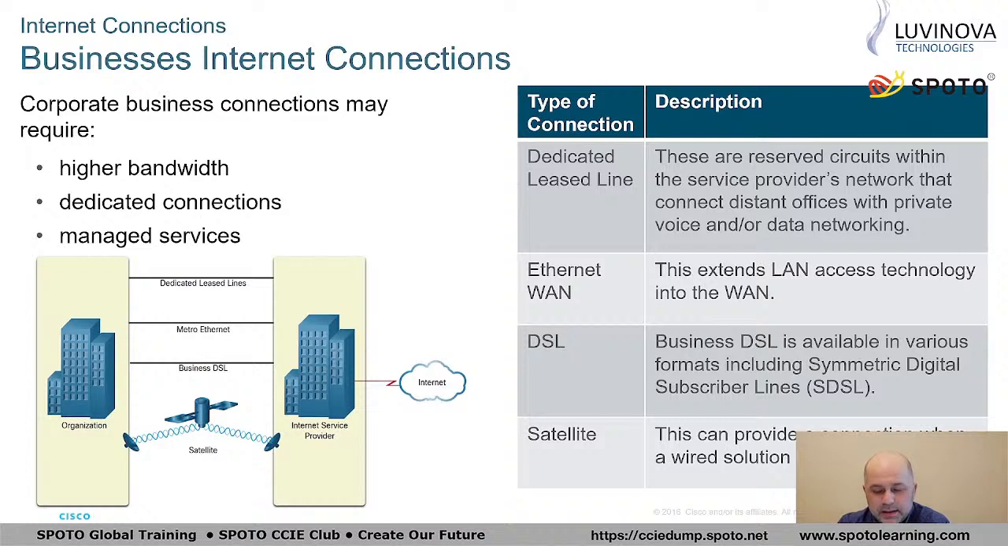DSL is the business DSL line, available in various formats, including symmetric digital subscriber line, SDSL. And at the end, again, is a satellite. Actually, the satellite is mostly used by companies because they can afford it, because directly the signal of the internet is coming from the satellite. So they need a special satellite dish, which is receiving the internet signal from the satellite.